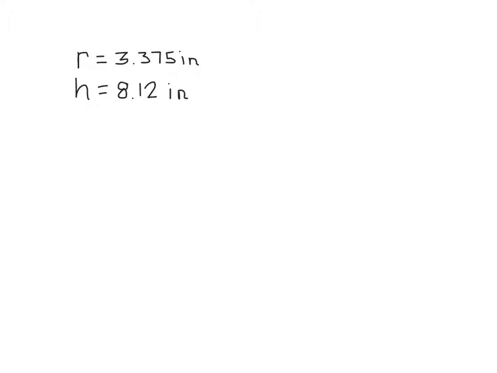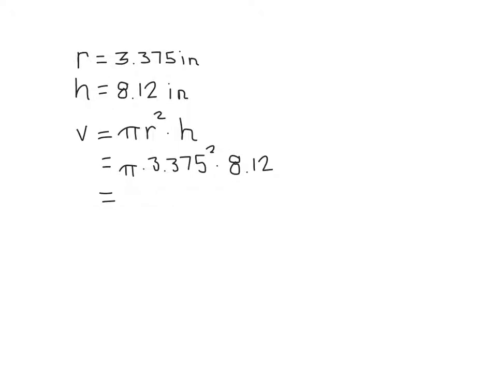So we know that the volume of a cylinder is found by taking the area of the base, in this case pi r squared because it's a circle, times the height. So we're going to take pi times our radius squared, 3.375 squared, and multiply by the height, and we'll have the volume in cubic inches. That comes out to be about 290.57.